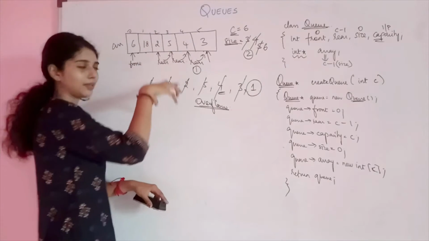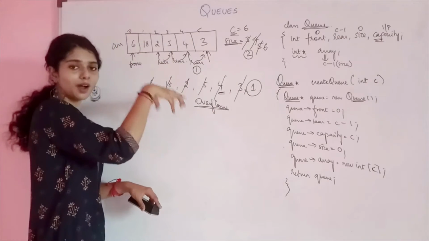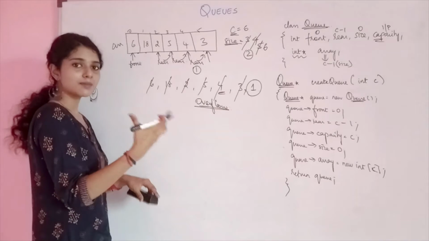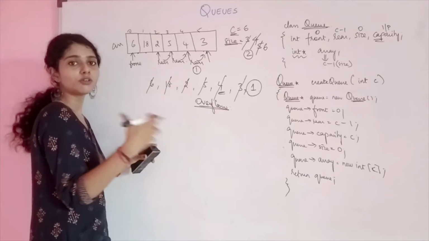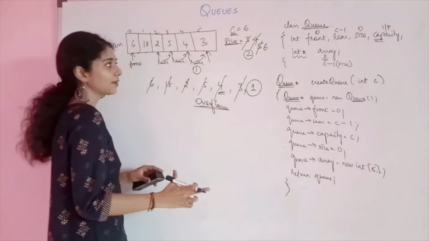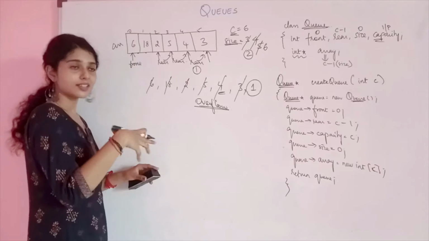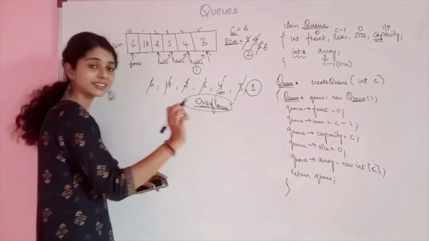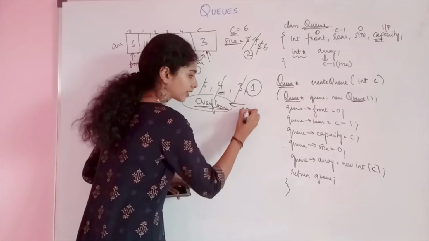Size is the number of elements that is present in the queue at that particular point of time. And the capacity is the maximum number of elements that the queue can actually hold. So when the size becomes equivalent to the capacity, you can no longer insert any more elements into the queue. That is called the overflow condition. That is going to be our end point.